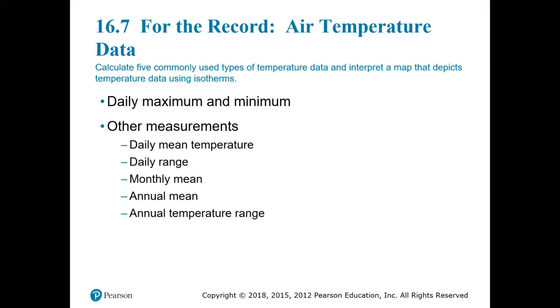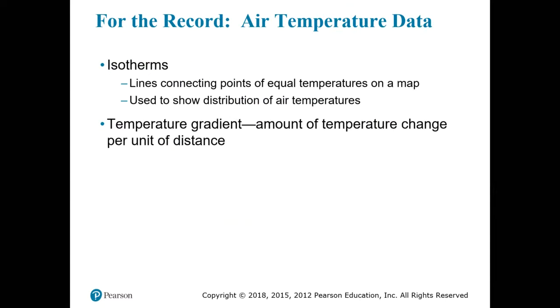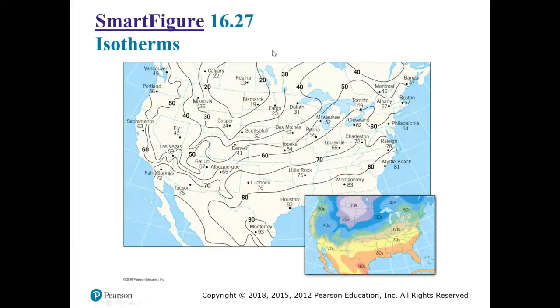Now, air temperature is a complicated data set. You know, there's maximums, minimums, average, daily means, daily range, a monthly mean, an annual temperature range. It gets pretty complicated. But if you're looking at a map, an isotherm is just a line that's connecting areas of equal temperature. So here's the isotherm. If you look at Milwaukee, it's 52 degrees Fahrenheit, and that 52 degrees is just north of Topeka.